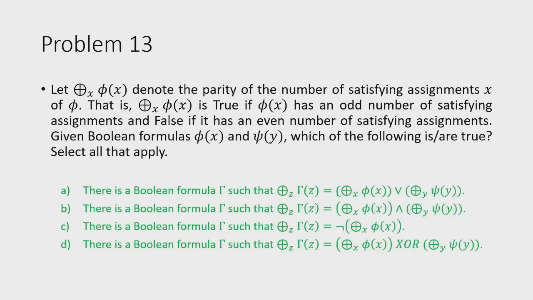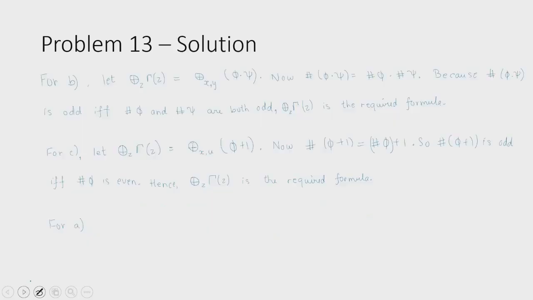In option A, we want to construct a formula with an or over here. Now, what do we know? For any Boolean variables a and b, a or b is just this, from De Morgan's law. So what we can do is use these two constructions and this identity, and this works.